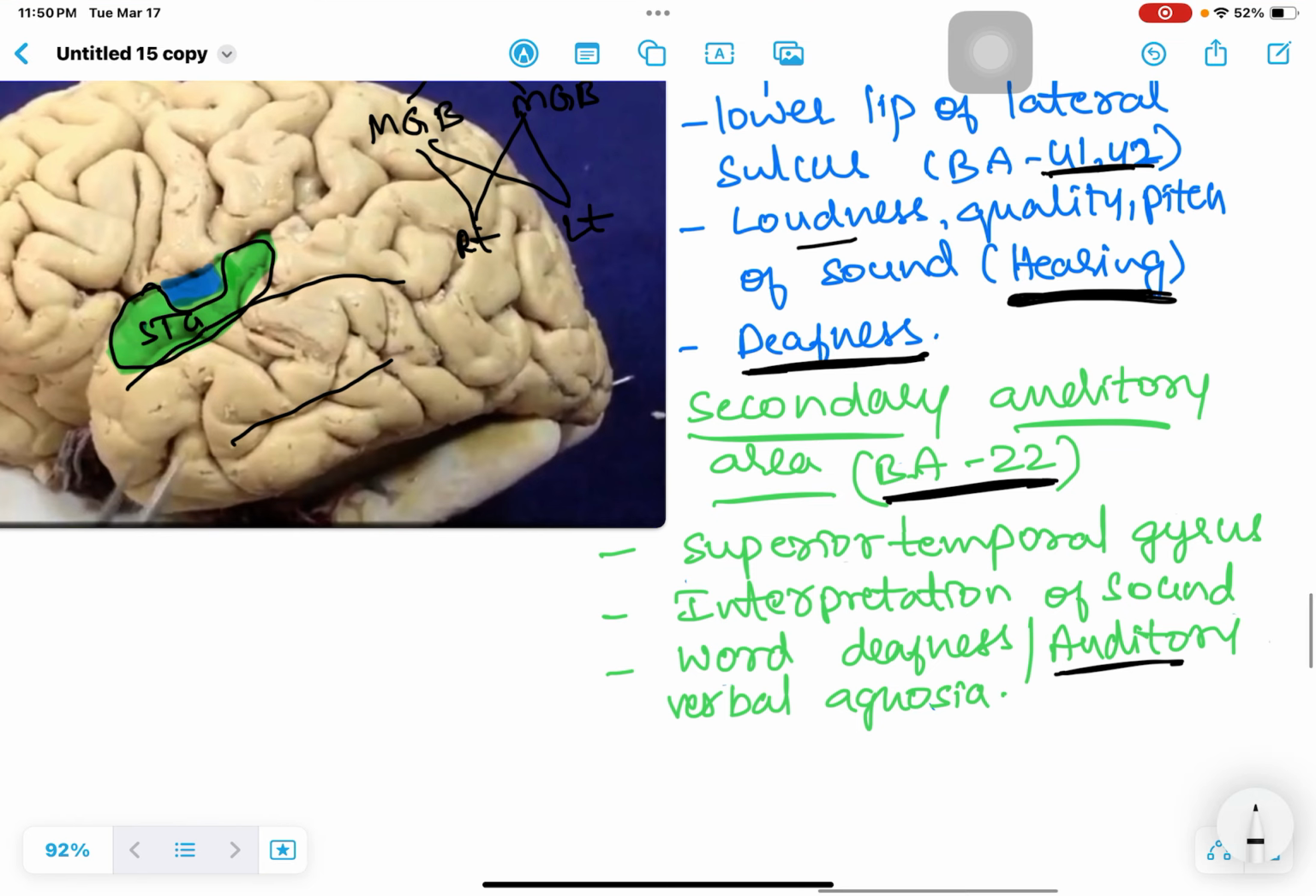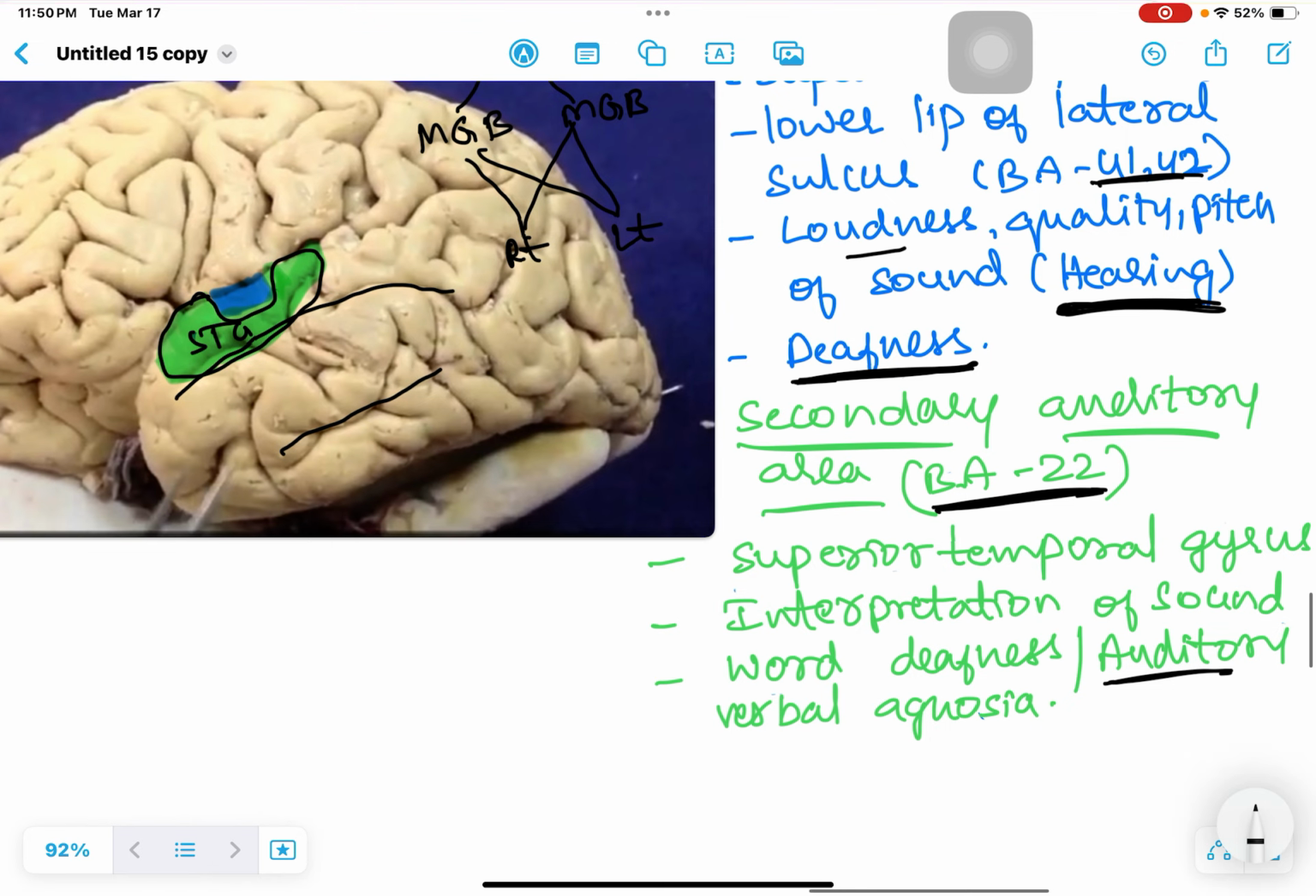And this is responsible for interpretation of sounds. So from where the sound is coming, whose voice it is, what is that typical sound, any sound that is cracking sound or whatever. That sound interpretation, from where it is coming, what is the quality of that sound, pitch of the sound, everything is remembered through past experiences.